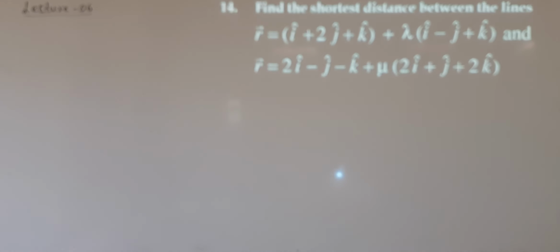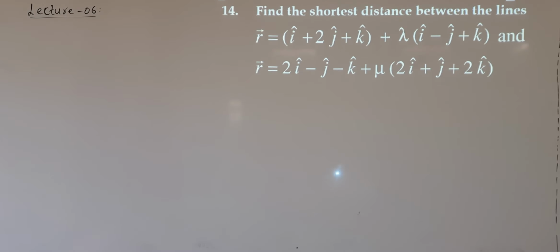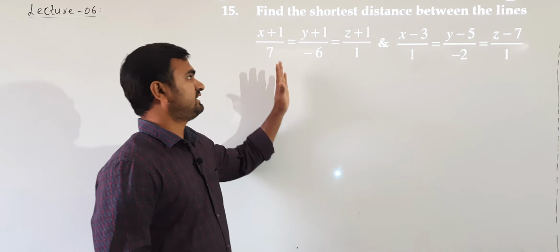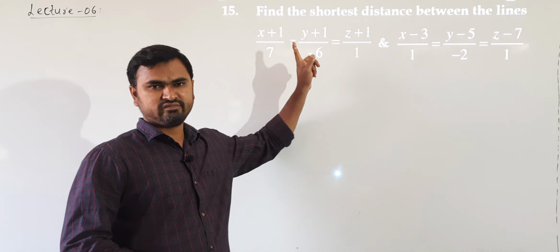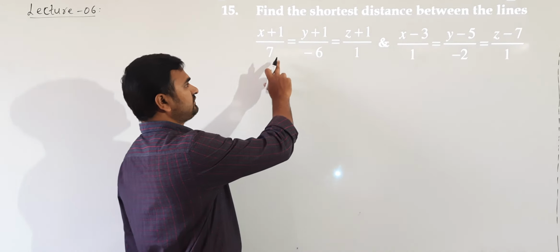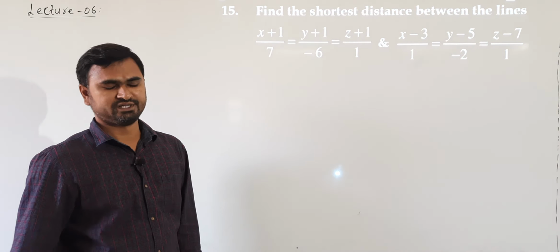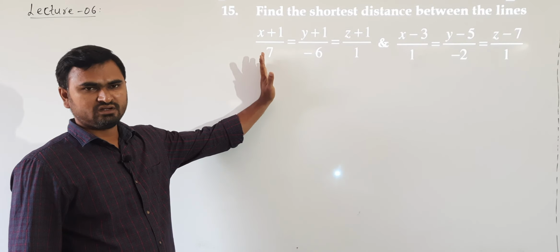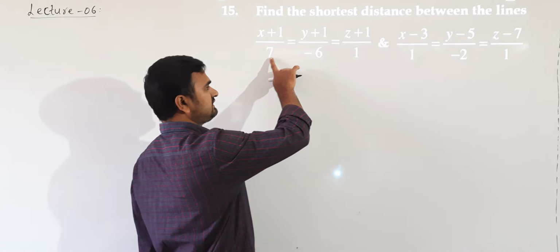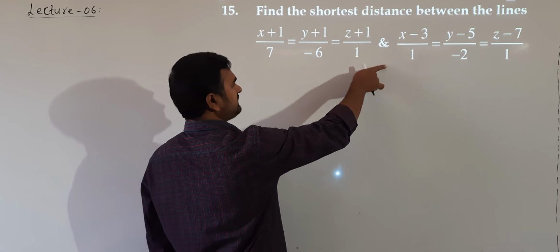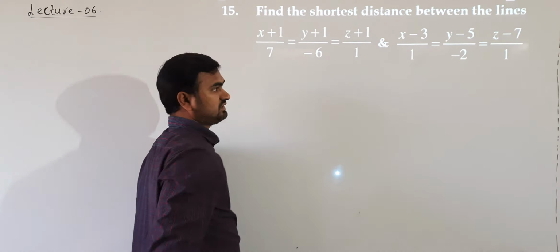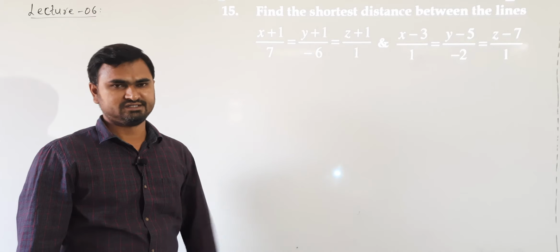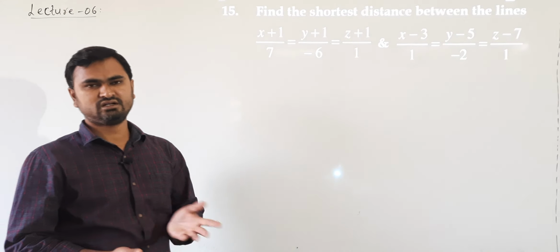Let us see the next question. Find the shortest distance between the lines. Again 2 lines are given, but here the lines are given in Cartesian form. We need the shortest distance between these 2 lines. Observe whether the lines are parallel. How to check? See whether the DRs are proportional or not: a1 by a2, b1 by b2, c1 by c2. Are they equal? They are not equal here, so the lines are not parallel.